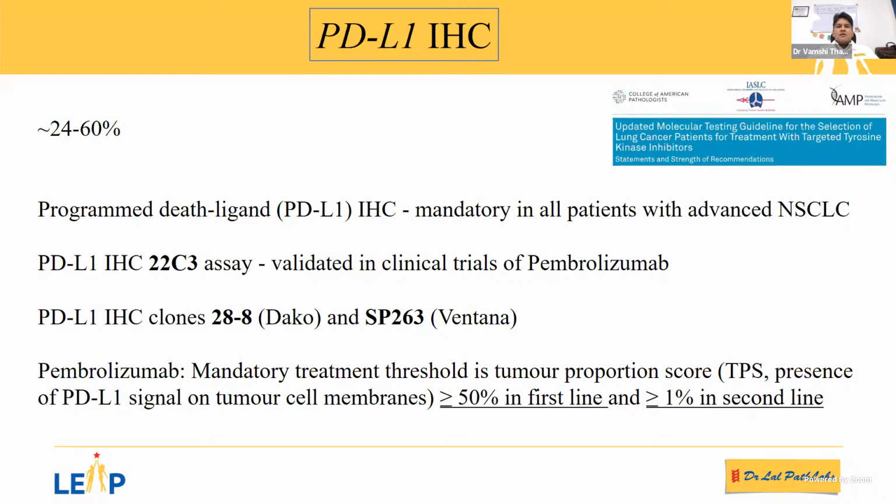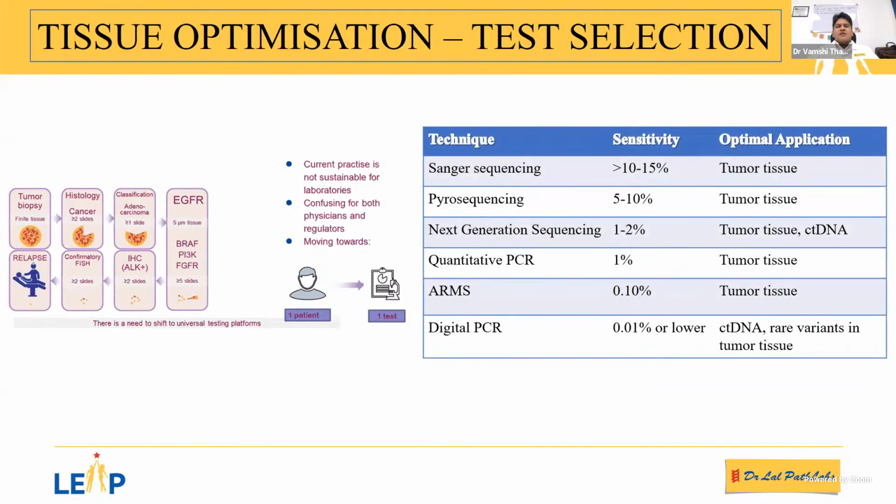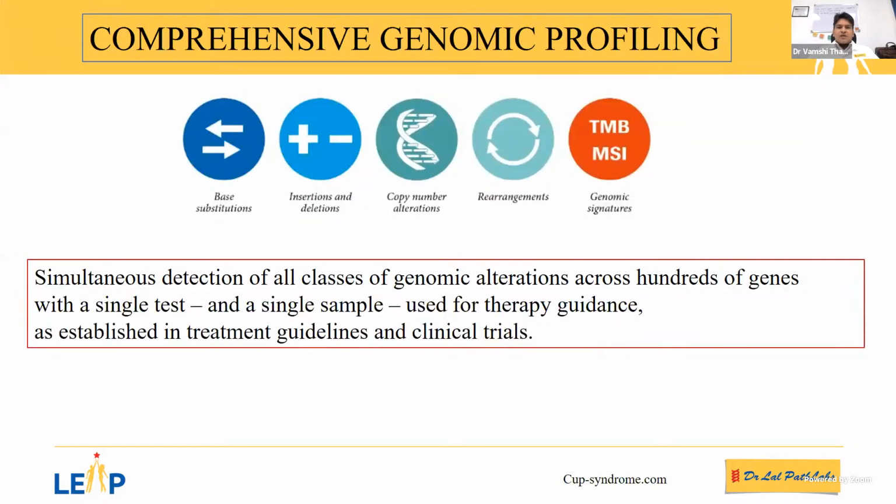There are other immune checkpoint markers that I was talking about, the PDL1. You can look at it by IHC, and the tumor mutation burden, which is a tumor agnostic marker. Tissue optimization we need to look at based on the sensitivity of various techniques, and next generation sequencing based detection of these driver mutations is the most preferred these days.